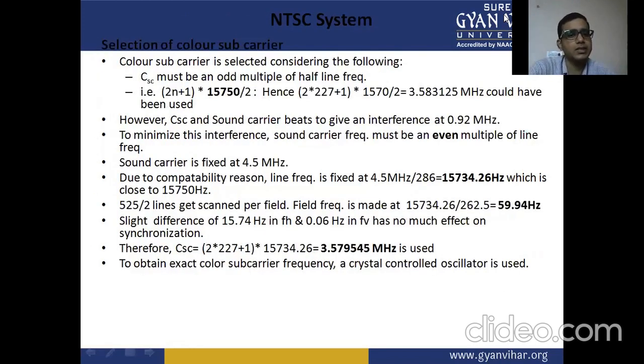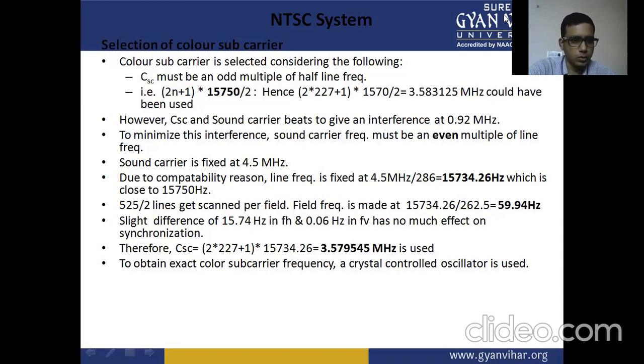NTSC system, the selection of the color subcarrier. So in the NTSC standards, we'll now discuss how we can select the color subcarrier. The color subcarrier is selected considering the following. The CSC, that is the color signal, must be an odd multiple of the half line frequency.